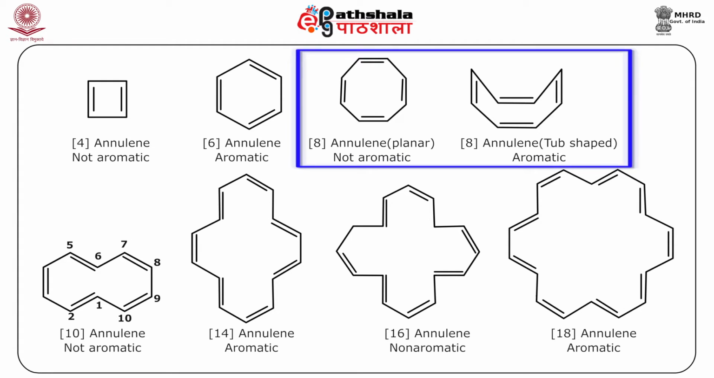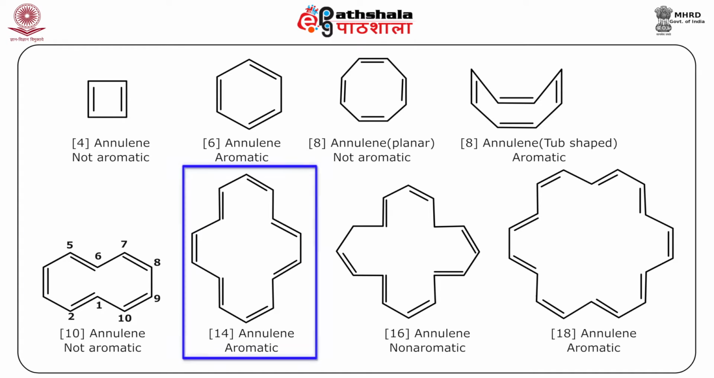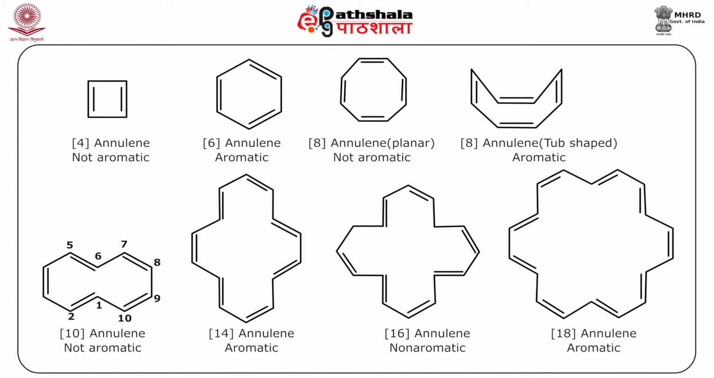Cyclooctatetraene is named as [8]-annulene as it is an 8-membered carbon ring structure. Cyclododecahexaene is named as [12]-annulene. Cyclotetradecaheptaene is named as [14]-annulene, whereas cyclohexadecaoctaene would be named as [16]-annulene, all based upon the number of carbon atoms in the given ring structure. As can be seen, they could be aromatic or not aromatic. However, the aromaticity would be based upon the various rules which govern aromatic character.